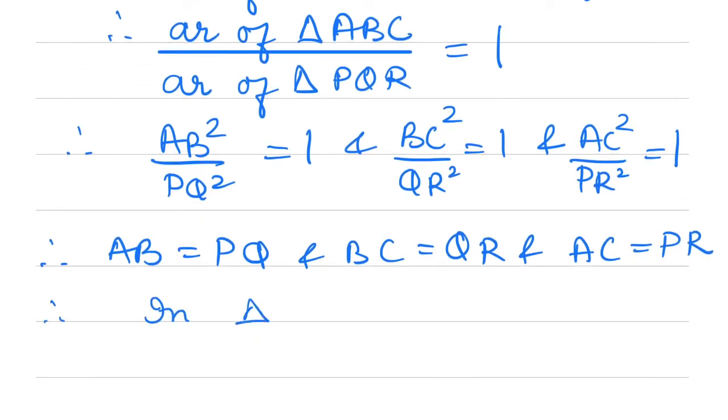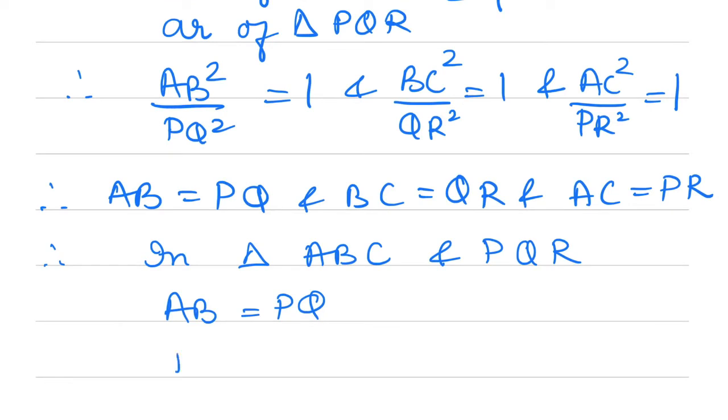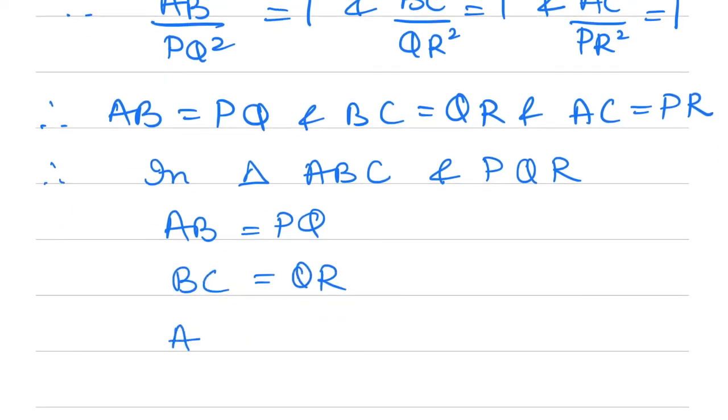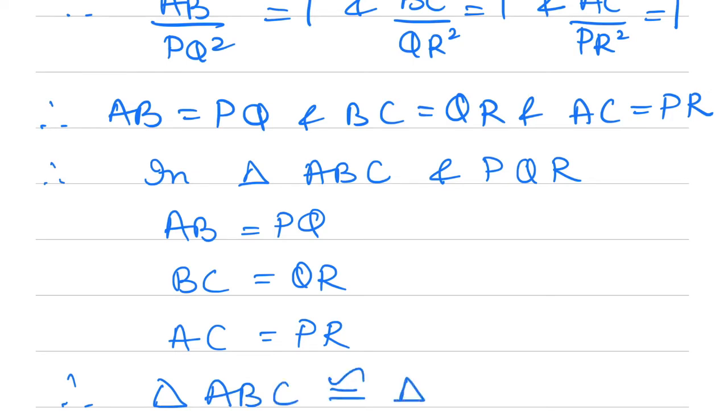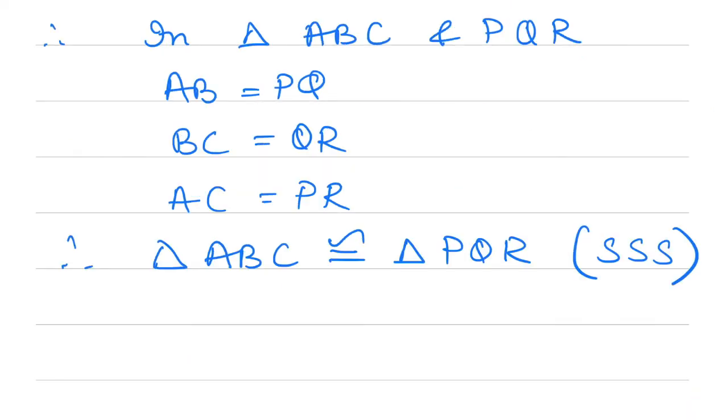Therefore, in triangle ABC and PQR, AB is equal to PQ, BC is equal to QR and AC is equal to PR. Therefore, triangle ABC is congruent to triangle PQR by SSS property of congruency. Hence, proved.